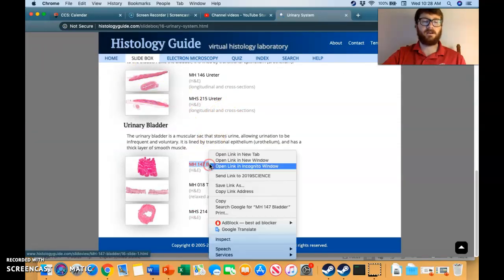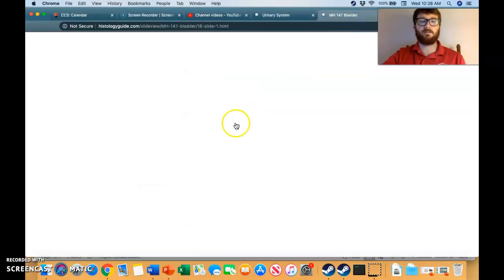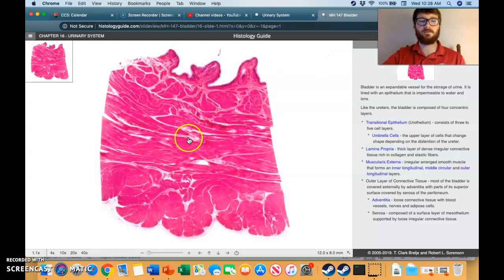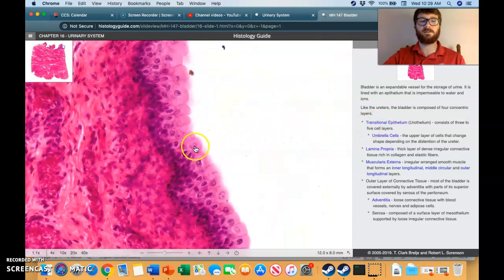Here is the bladder, and the urinary bladder, of course, you can see that it's a little bit thicker, and that's good because it has to hold urine for possibly a long period of time. And you can see how it is transitional epithelium, 3 to 5 cell layers, which can stretch out or condense if needed, and that just depends on how much urine it's holding.